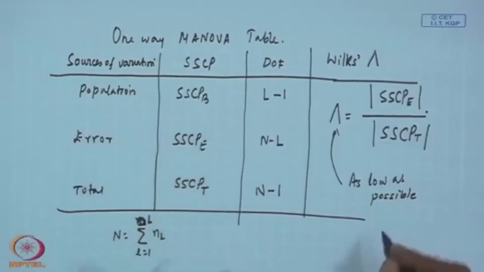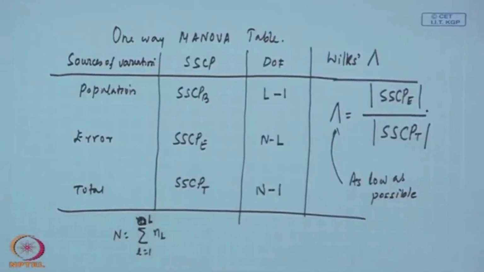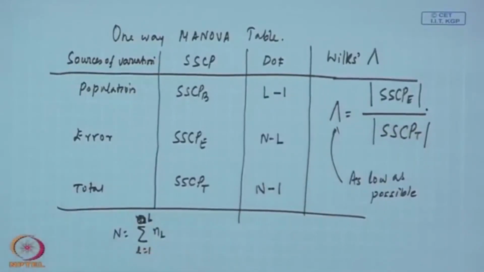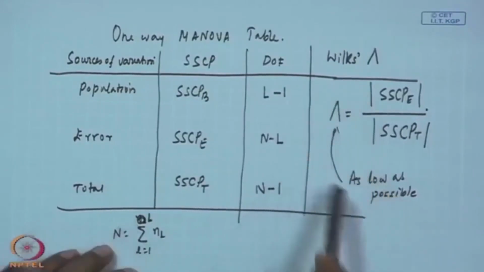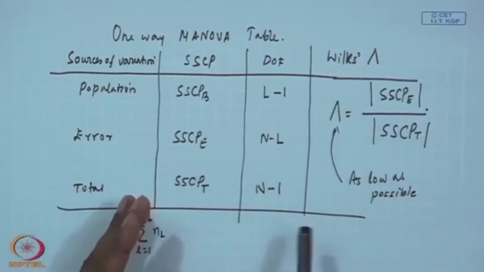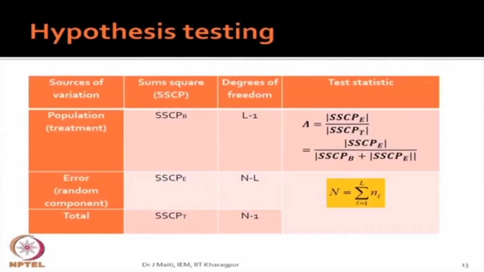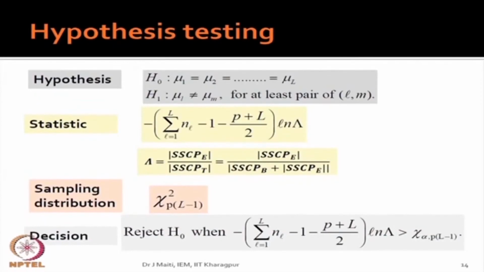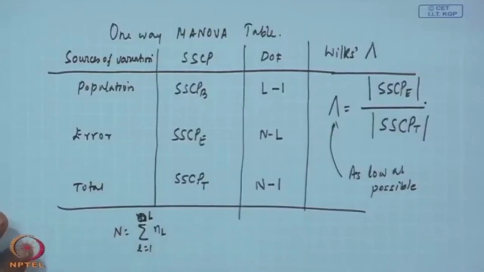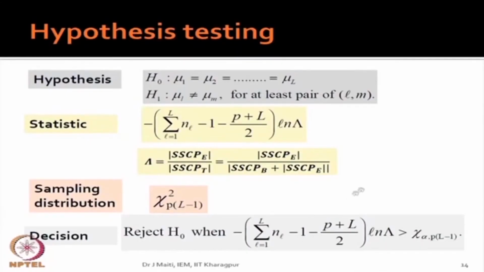Or, another way you can say, as small as possible. But there are certain distributions available using Wilks lambda, and if you go by multivariate books you will find that different combinations, different sampling distributions are available. We will show you a general one in this class. Now, using whatever we have developed so far, we want to test the hypothesis.